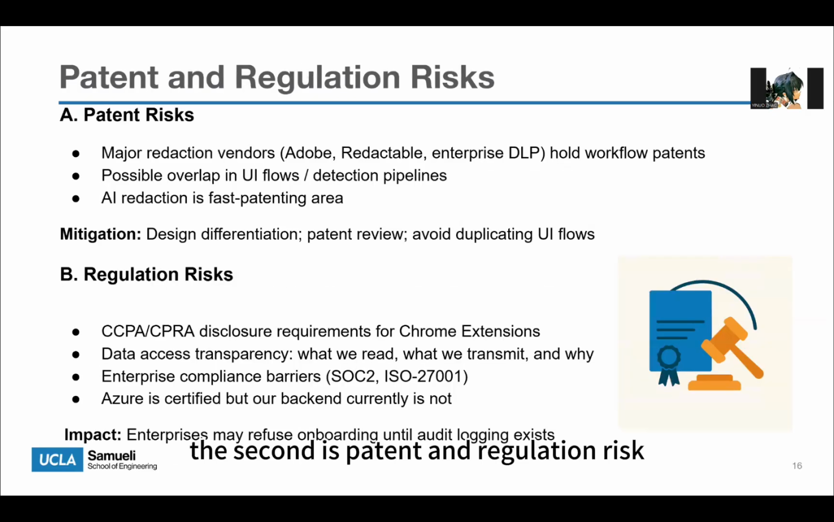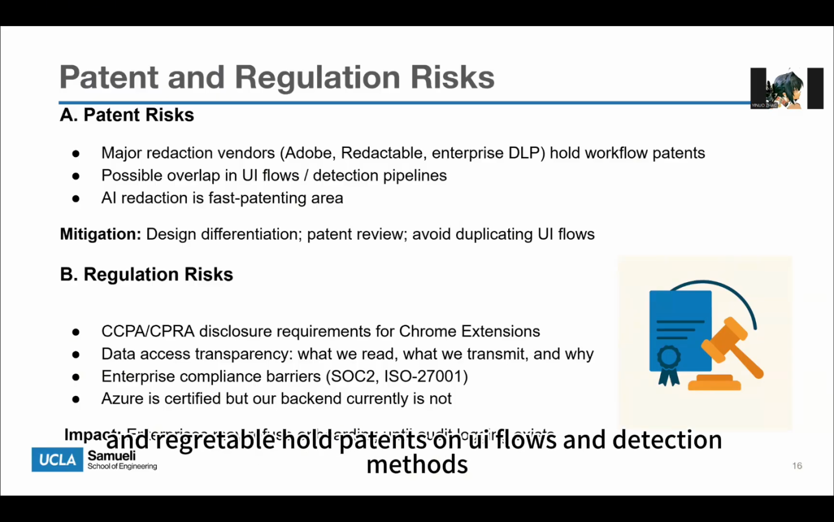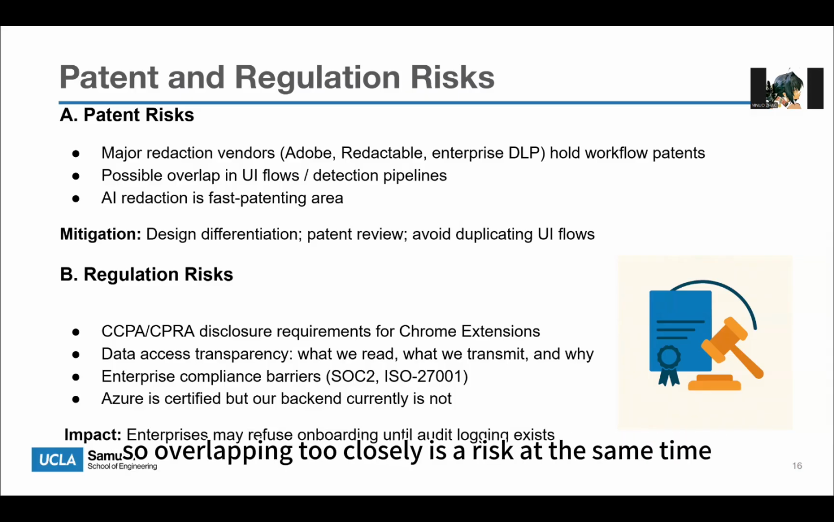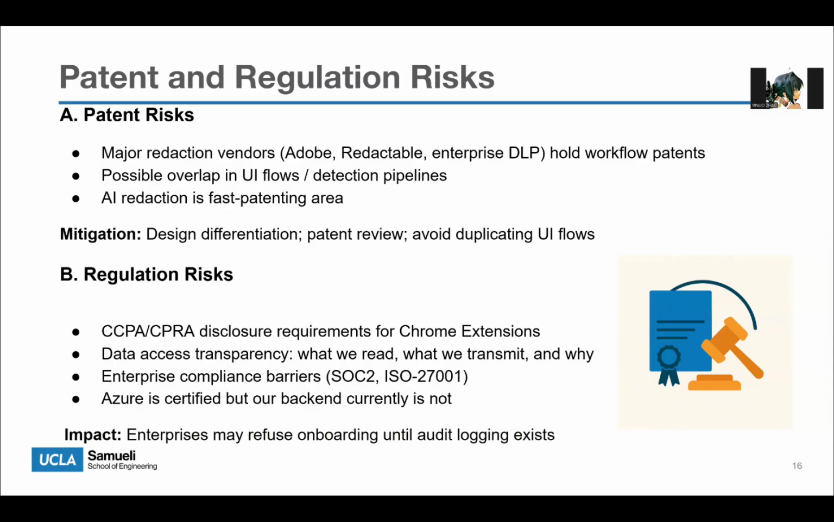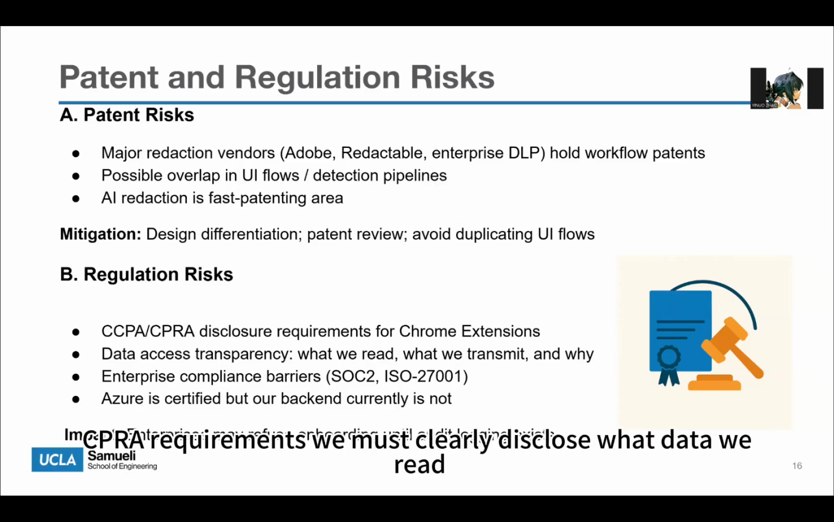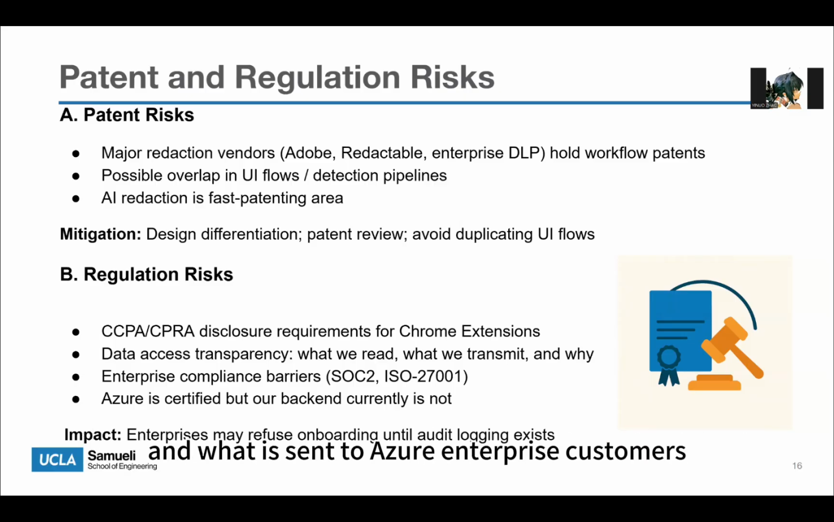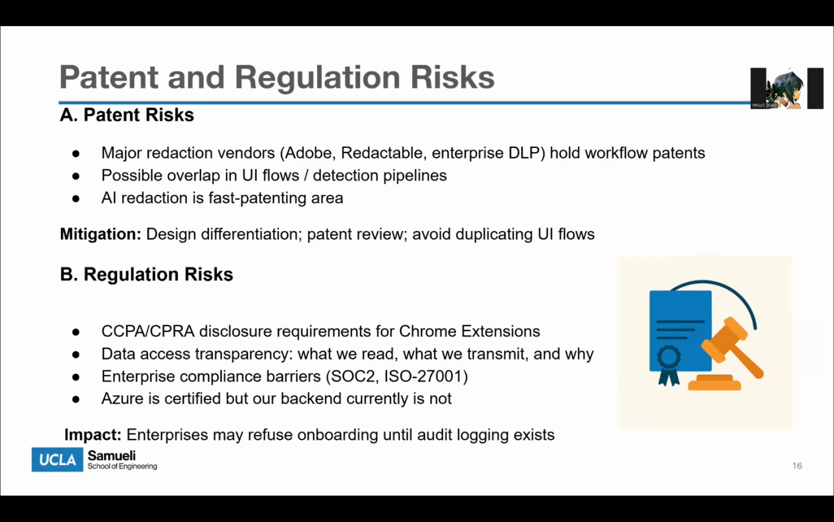The second is patent and regulation risk. Vendors like Adobe hold patents on UI flows and detection methods, so overlapping too closely is a risk. At the same time, our Chrome extension triggers CCPA or CPRA requirements. We must clearly disclose what data we read and what is sent to Azure. Enterprise customers may also require SOC 2 or ISO 27001 compliance, which our backend does not yet meet.